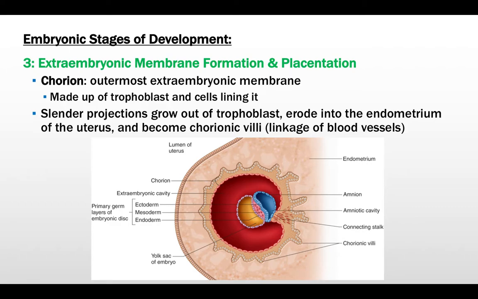In step 3, we're forming some of the extra embryonic membranes, and we're starting to also form the placenta. So the chorion is a name for this outermost layer of what was once the blastula. It's made up of those trophoblast cells and the cells that are lining it, and they start to grow these slender projections that will erode into the endometrium and start to link up those blood vessels for blood exchange.